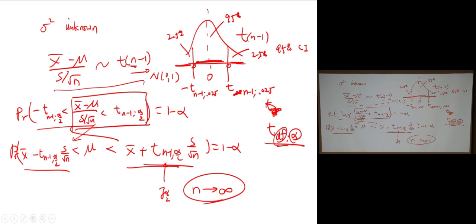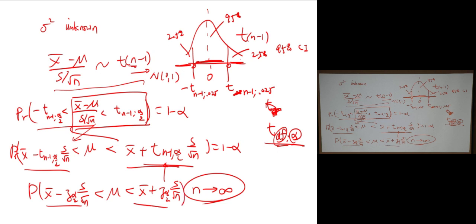So, in other words, I will use this formula, or use this as my confidence interval, if you have big samples. All this discussion is still assuming that the population is normal.